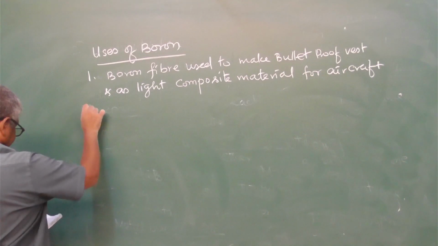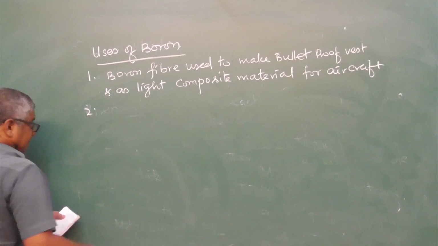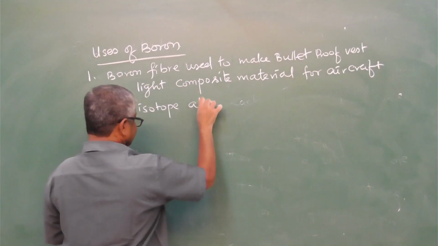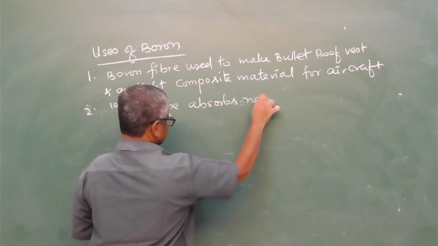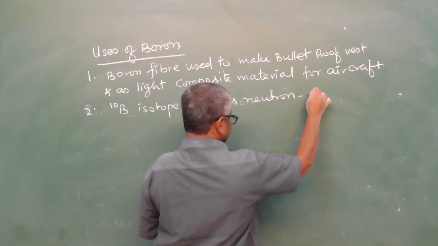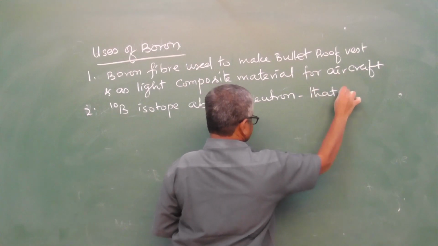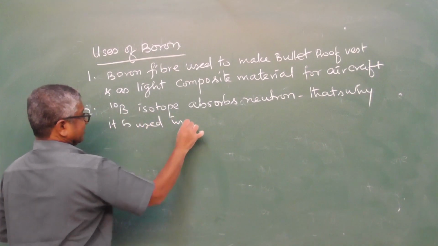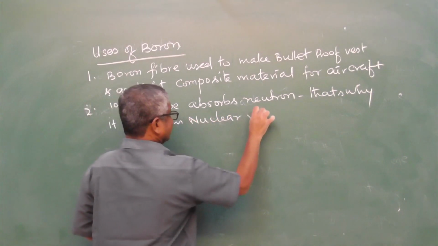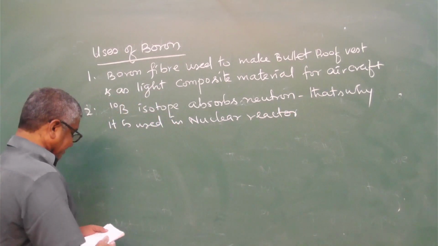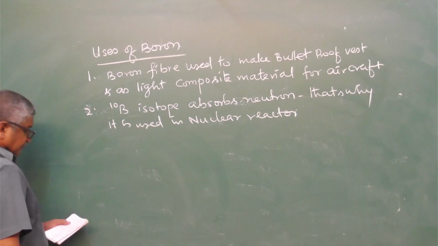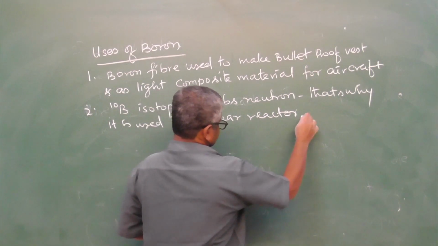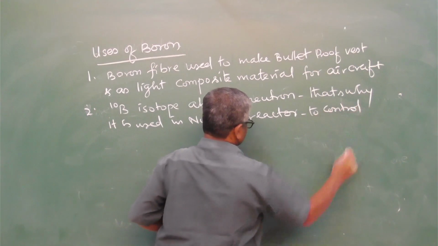So boron isotopes absorb a neutron. That's why it is used in nuclear reactors to control the reactions.